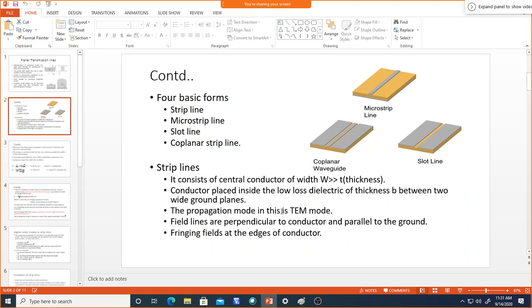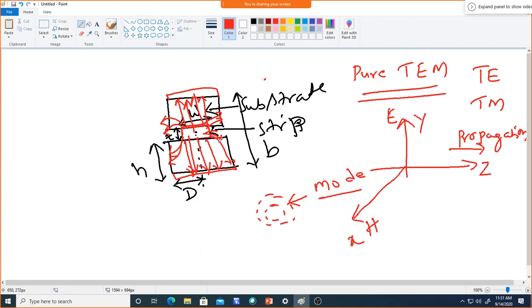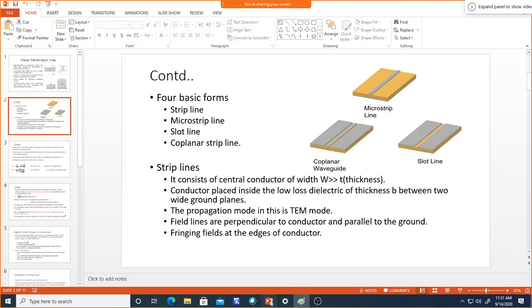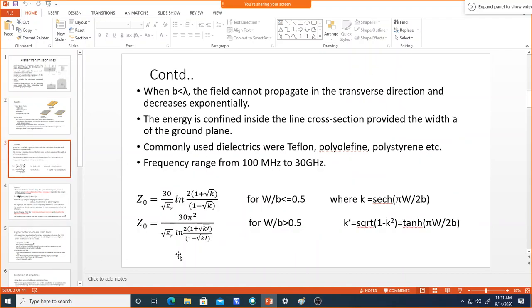So the propagation mode here is TEM mode, and the field lines are perpendicular to the conductor and parallel to the ground plane. As I said, if you take the ground plane, the fields will be parallel to it, and at the conductor they are always perpendicular to the ground plane. At the edges there are fringing fields. This is formed by the strip line. If you want to calculate the characteristic impedance of this strip line, you can use these equations.